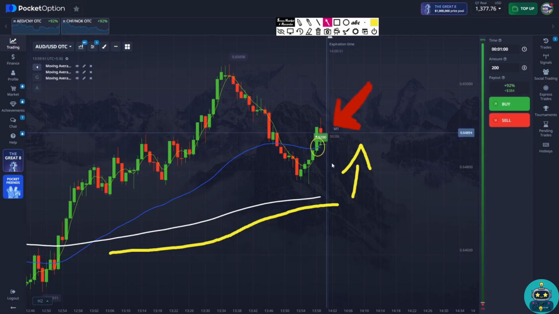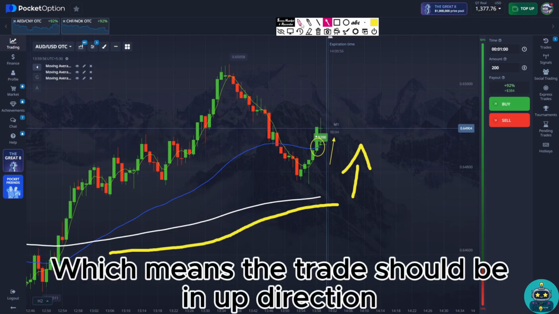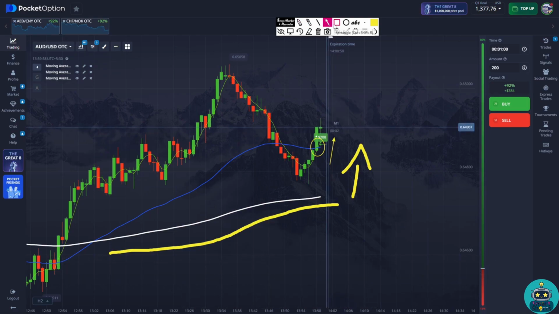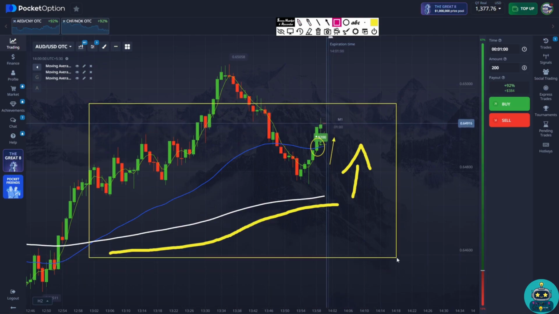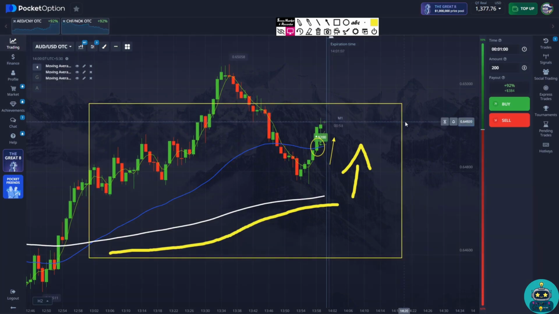Here the green line crossed the blue line in the upward direction, which means the trade should be in the up direction. And in the previous market, in this specific section, the market is moving in a very good flow, without any fluctuations. So that's the only reason why we took a trade.